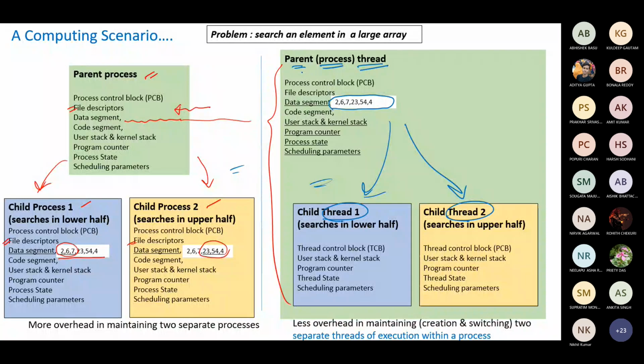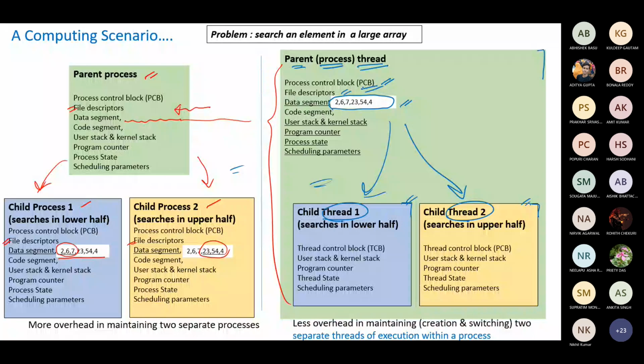So you say that this outer box is a process, and these inner small boxes represent threads within that process. So this is a process and these are threads within a process. To maintain a process, we have to have a PCB. That is a single PCB, and the file descriptors, data segment and code segment will all be the same.